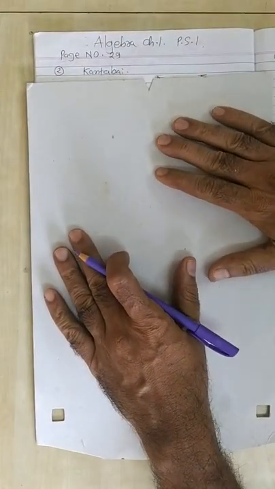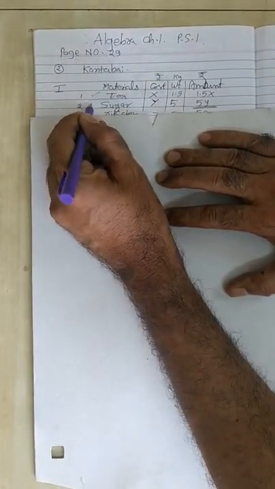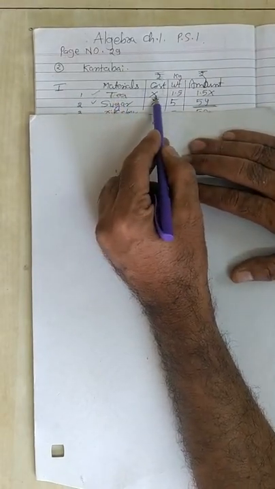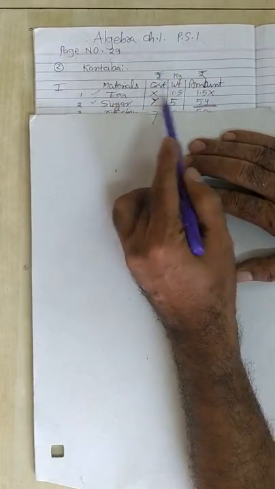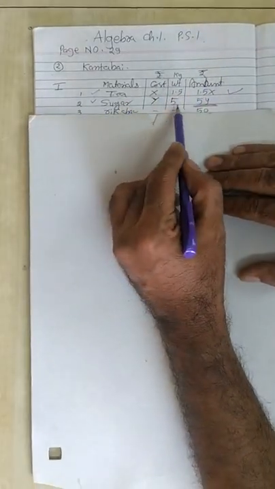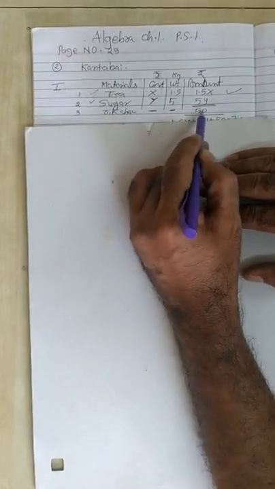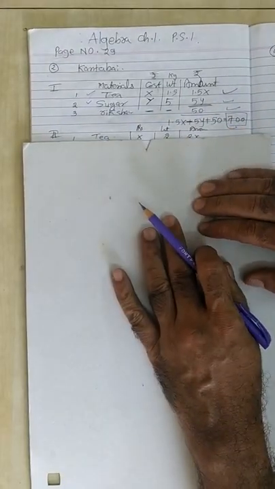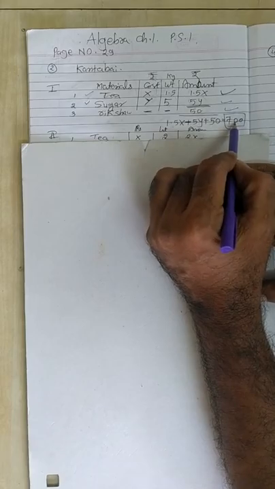Question number 2. Kantabai purchased two things, tea and sugar. They have asked the cost of tea, suppose x rupees, and sugar y rupees. They have given the weight of tea 1.5 kg, so 1.5 into x rupees, and sugar 5 kg, cost 5y. Auto rickshaw fare is 50, and the total is given as 700. So first equation: 1.5x plus 5y plus 50 is equal to 700.